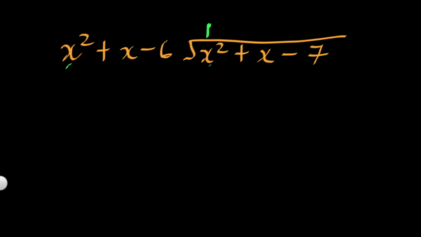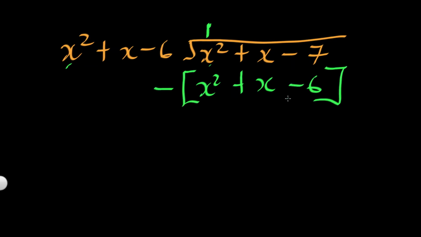Then we say 1 times x squared, we get x squared. 1 times x, we get a positive x. 1 times a minus 6, we get a minus 6. So after the multiplication, we do subtraction. x squared minus x squared is 0. x minus x is 0. Then minus 7 minus minus 6, which is like minus 7 plus 6. We get minus 1.